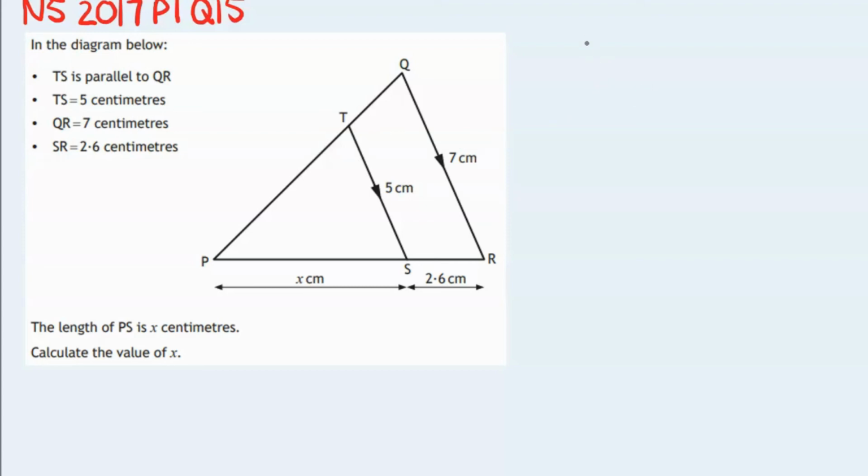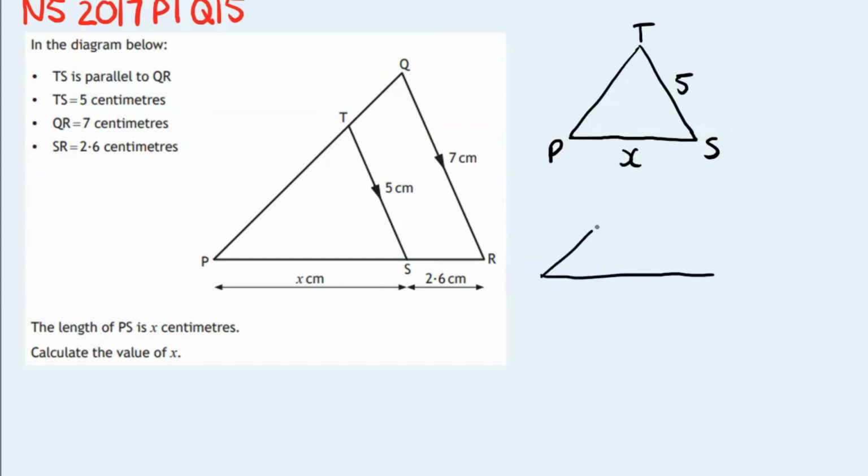Okay, so let's do the first step. We'll draw the shapes that we have. I'll draw the smaller triangle. The smaller triangle is points P, S, T. So what information do we know? Well, I know that this side is 5 centimetres and this side is X centimetres. Now let's draw the bigger triangle, just like that. So we have points P to R and then to Q at the top there. What information do we know? Well, this side is 7 centimetres and the bottom side from P to R is X plus 2.6 centimetres.